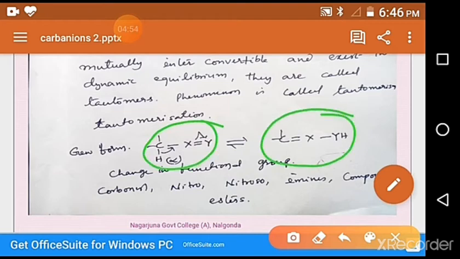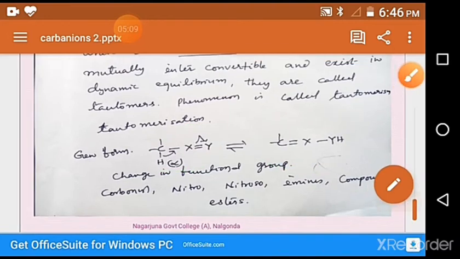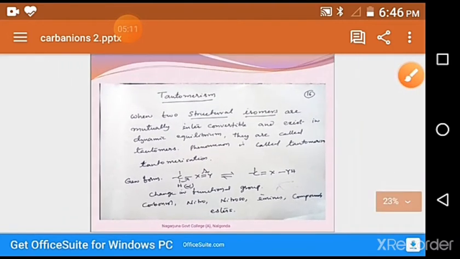So the proton shifted from one carbon to the other group. Due to the shift of proton and double bond, tautomerization takes place. Okay, this is tautomerism. Tautomerism is a structural isomerism. Why? Because there is a change in functional group. It is also called constitutional isomerism.